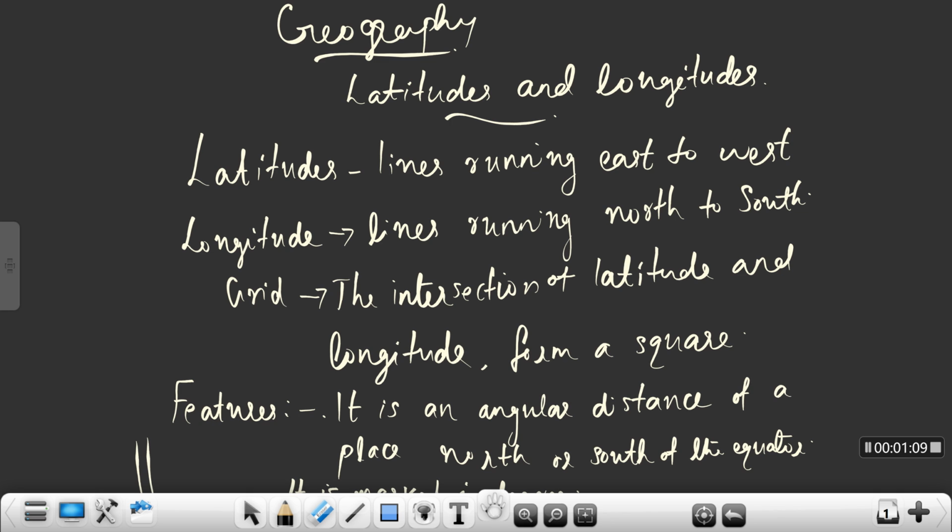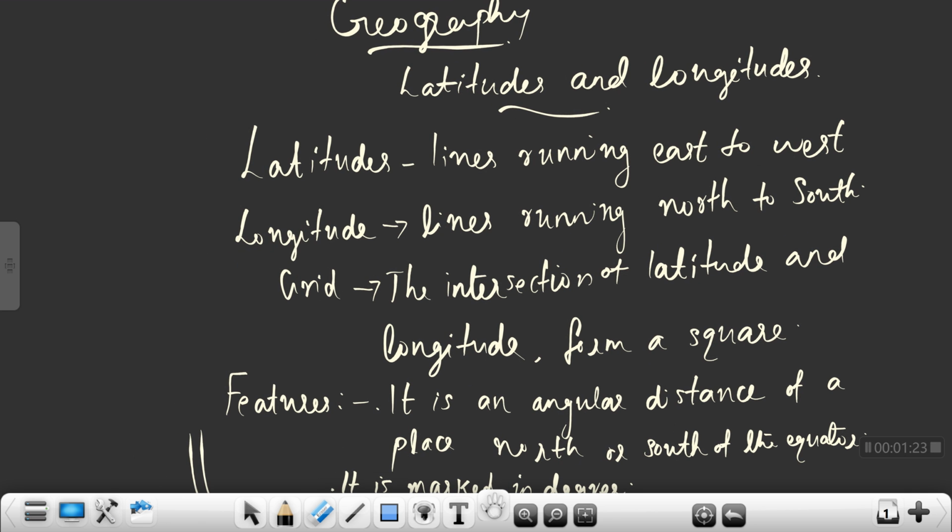And the intersection of these latitudes and longitudes forms a square. That square is known as the geographic grid. The intersection of latitude and longitude forms a square that is known as a grid.